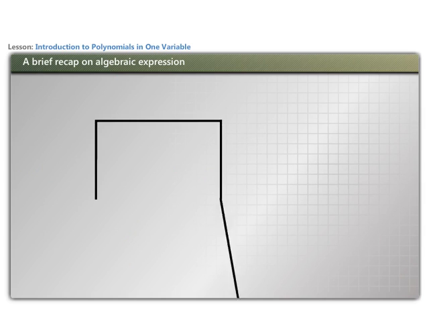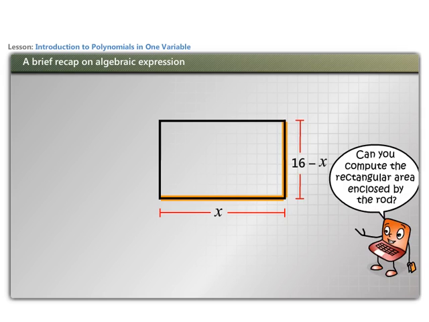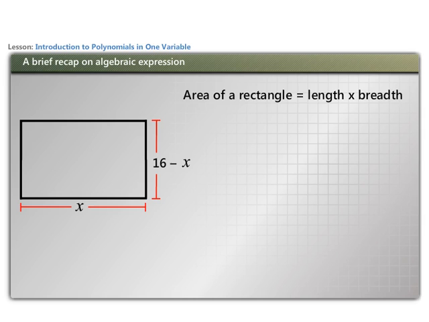The rod is bent to form a rectangle. If the length of one side is x, then the length of the other side is 16 minus x. Can you compute the rectangular area enclosed by the rod? We know the area of a rectangle is equal to length into breadth. So, the area enclosed by the rod is equal to x into 16 minus x, that is equal to 16x minus x square.